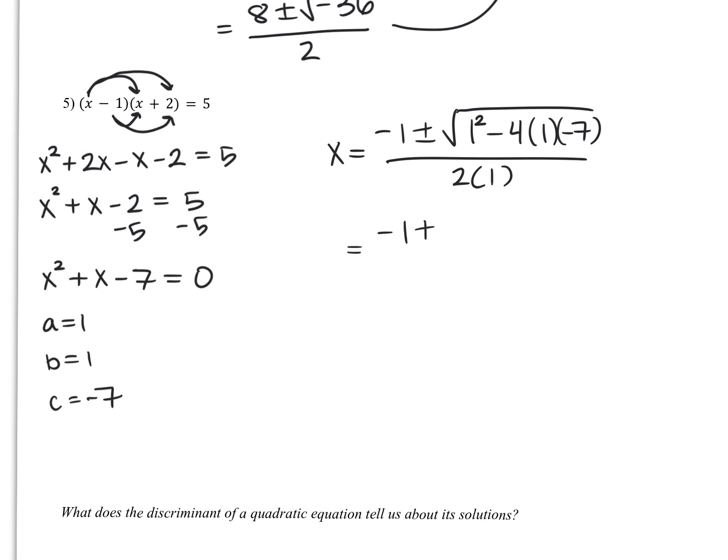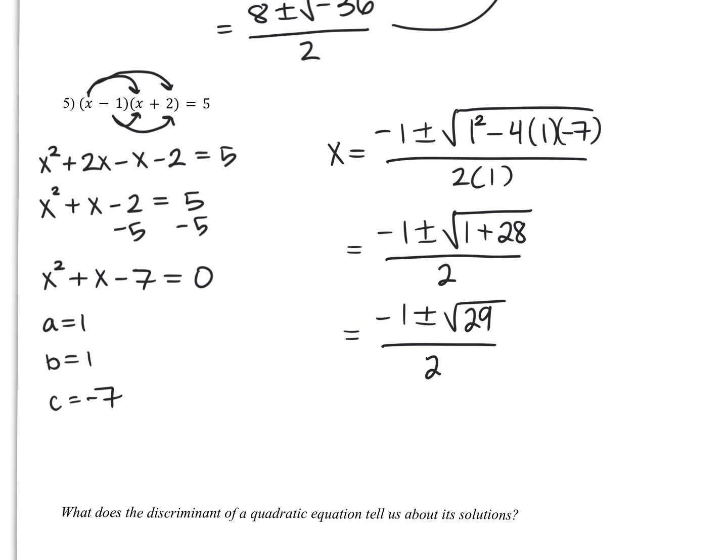So we get negative 1 plus or minus the square root of 1 plus 28 all over 2, which is negative 1 plus or minus the square root of 29 all over 2. Now I check my radical. So the square root of 29 isn't going to simplify. 29 is a prime number. It only simplifies to 1 times 29, which means this is going to be my final answer.